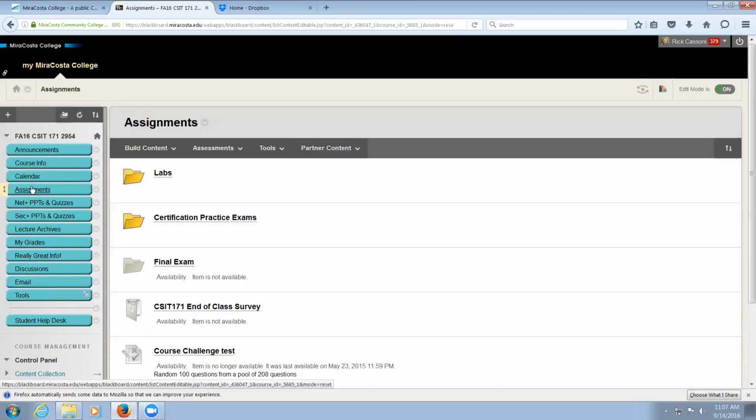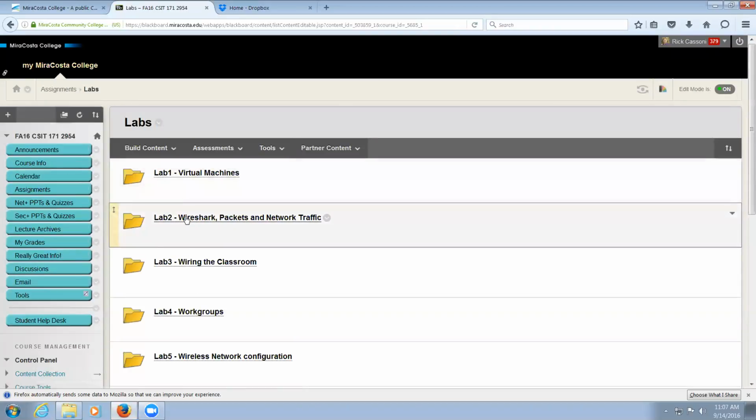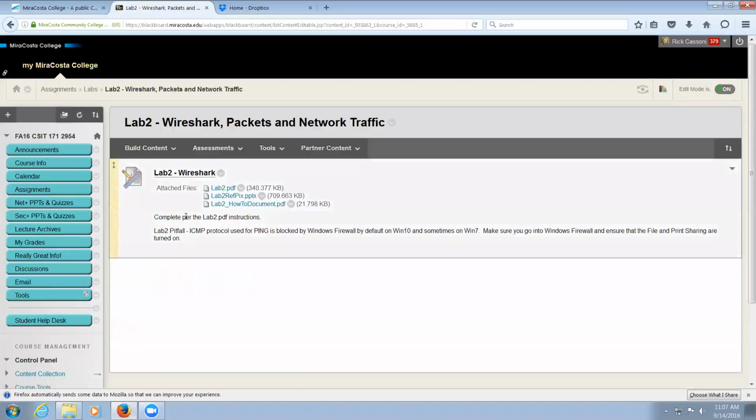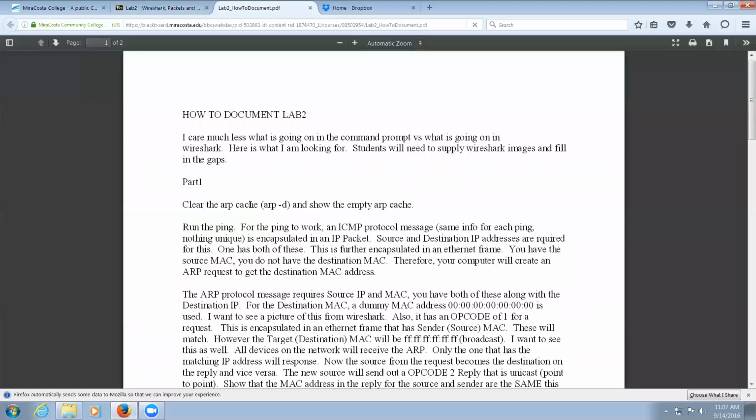But you guys really have to see the MAC addresses and appreciate what's happening when you ping. So if you go into labs, into lab 2, I came up with this whole diatribe on how to document it. Like part 1, clear up the ARP cache. Show me that, because at the end of the day, when you ping, somebody take a stab at what's happening.